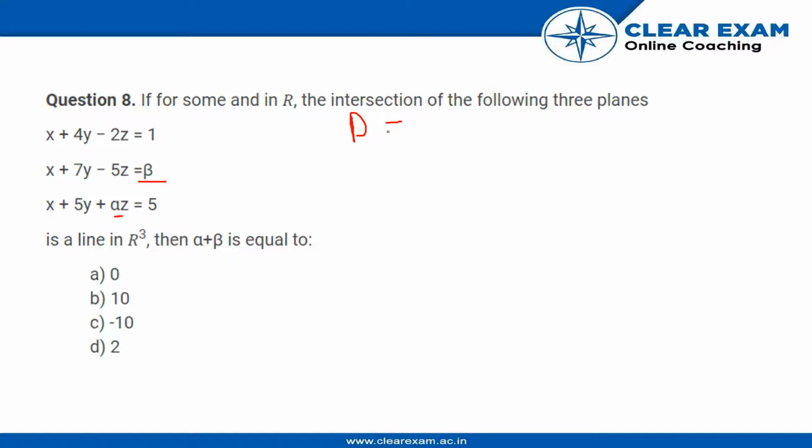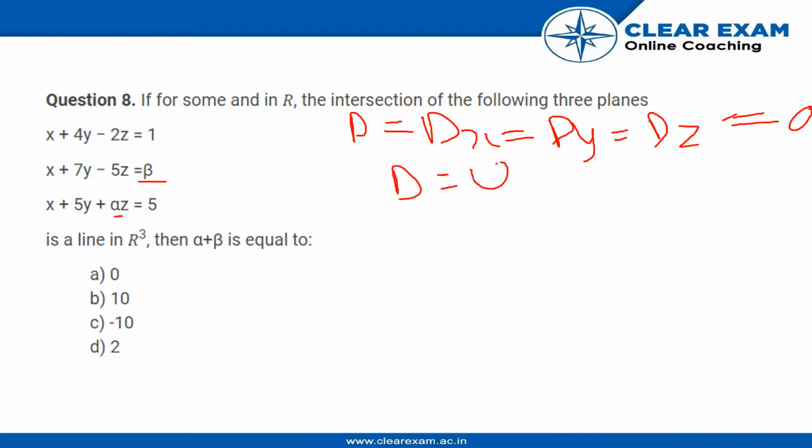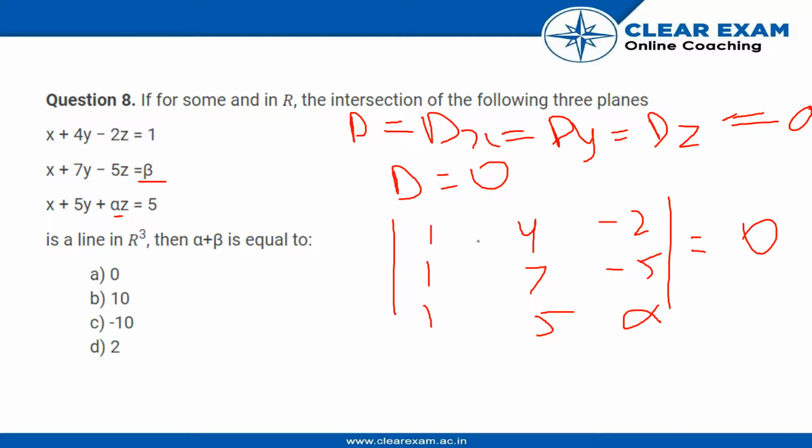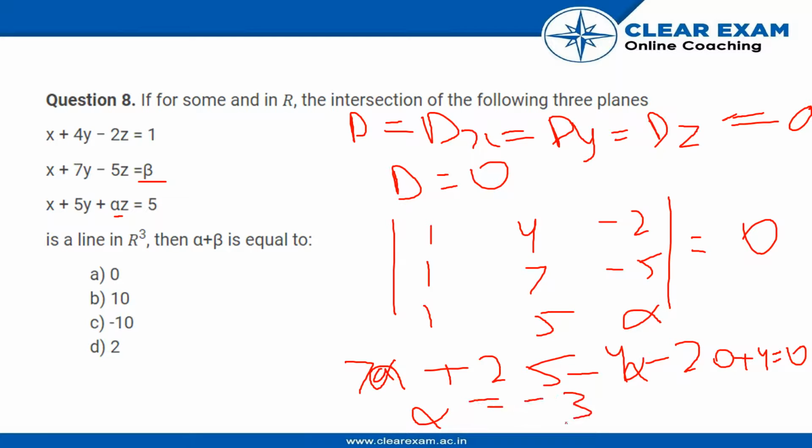So Δt = Δx = Δy = Δz, which is equal to 0. So Δt is equal to 0. So we just have to put it in a matrix where we get all the values: 1 1 1, 1 1 1, 4 7 5, minus 2, minus 5, α, which will be equal to 0. So on solving this matrix, we will get 7α plus 25 minus 4α minus 20 plus 4. So on solving this, our α value will be minus 3.